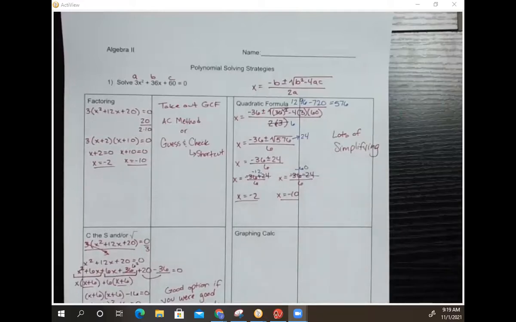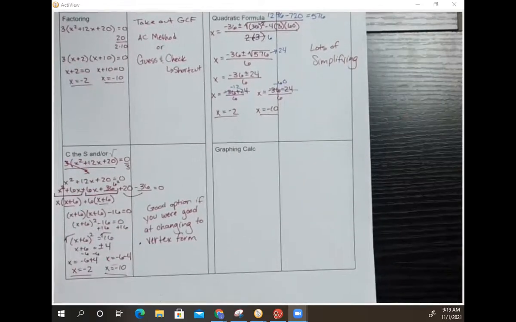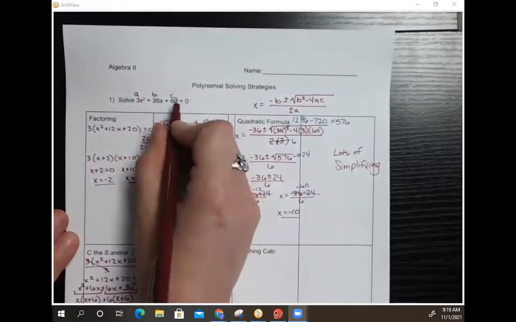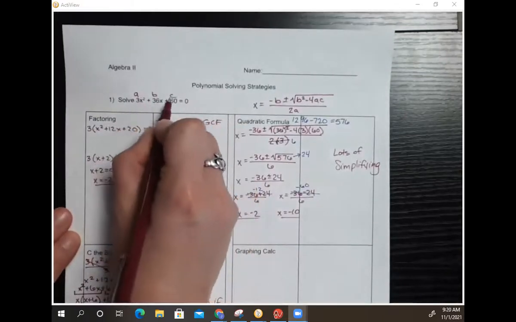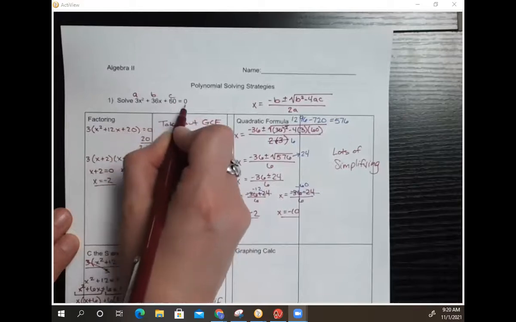And then the last thing that we're going to talk about is actually the first method that we talked about, which is what if I solve with a graph. So if I'm going to graph this, since we have our function equal to 0, that means I'm going to type this into my calculator on a graph page. And since we're equal to 0, I'm going to look for x-intercepts.